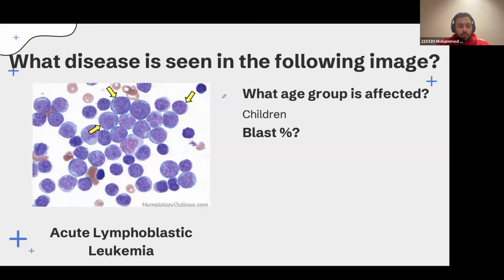More than 20%. Perfect. Good. Now, ALL has two types of translocations. There's a good one that's in children, which is what you're going to see mostly, and there's a bad one.